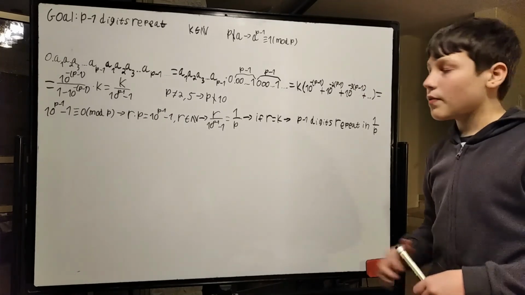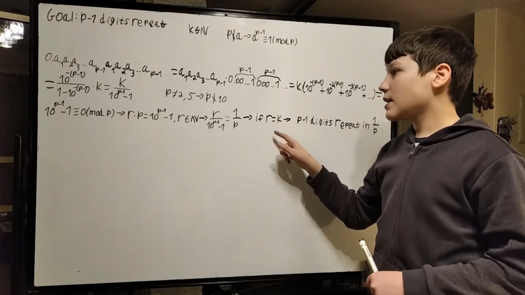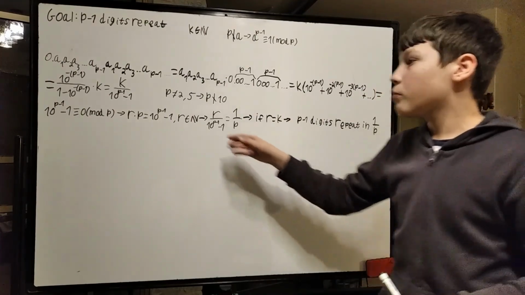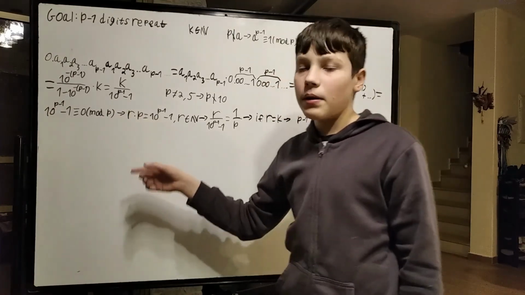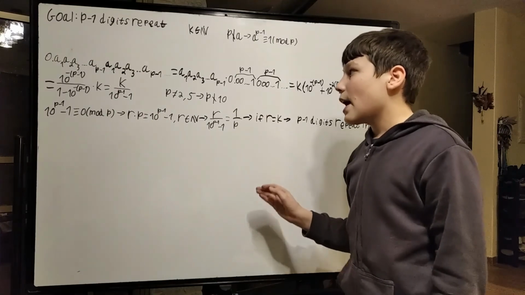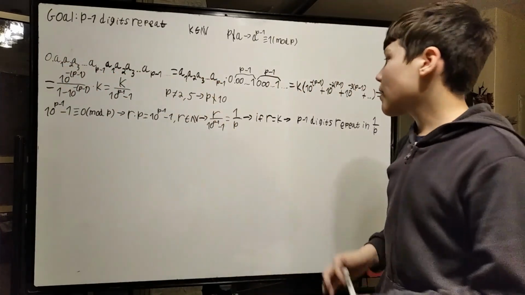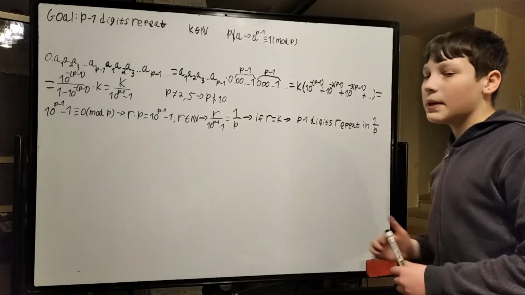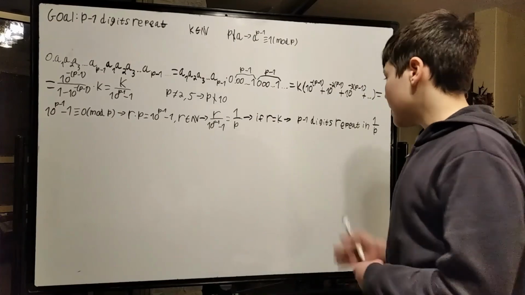Okay, now that we know this can be true, we can just set k equal to the appropriate r, such that multiplying by p will give us 10 to the p minus 1 minus 1. And we know that it will work super nicely with our fraction, meaning that our proof is basically done.